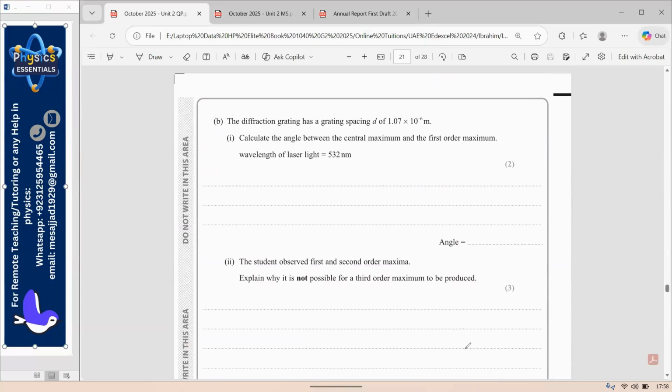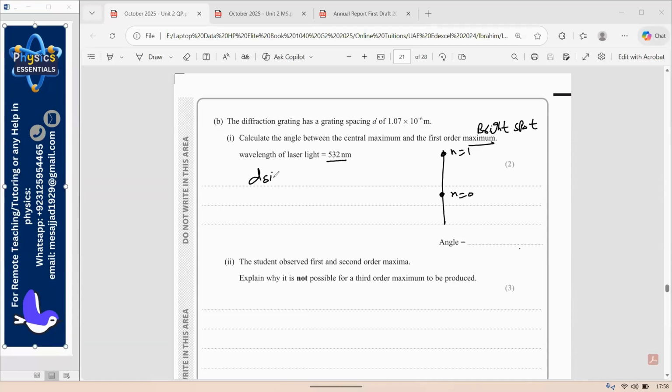The diffraction grating has a grating spacing d of 1.07 times 10 to the power minus 6 meter. Calculate the angle between the central maximum and the first order maximum. So this is the central maximum where n equals 0, and the first order maximum means the bright spot. And you have the wavelength here.